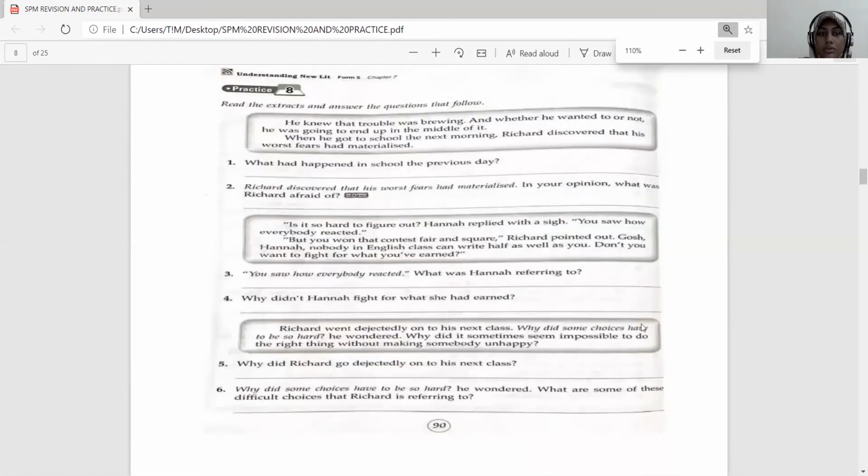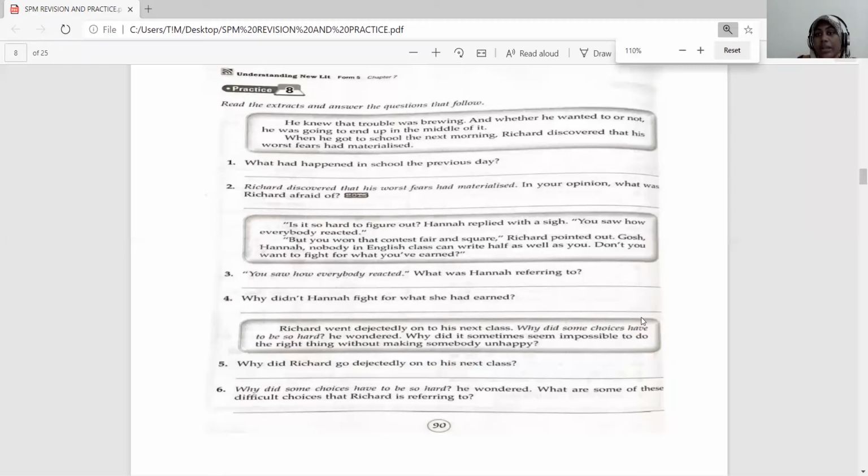Okay, now, we do it very quickly, right? He knew that the trouble was brewing. The brewing means it's brewing, and whether he wanted to know or not, he was going to end up in the middle of it. When he got to school the next morning, Richard discovered that his worst fear had materialized, become true, right? What has happened in the school the previous day?